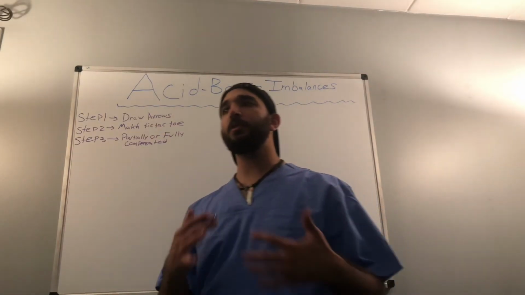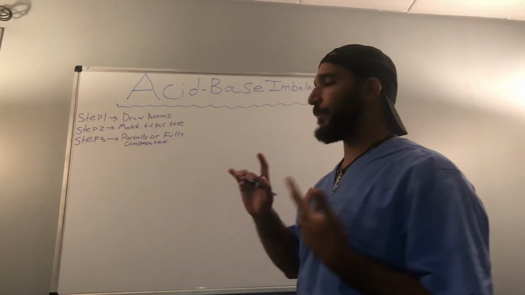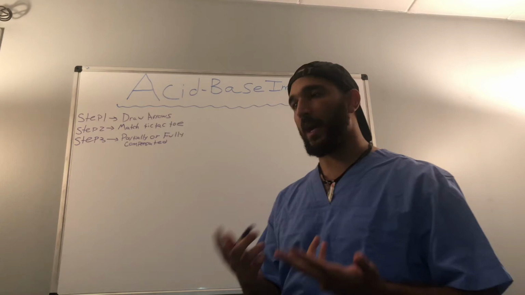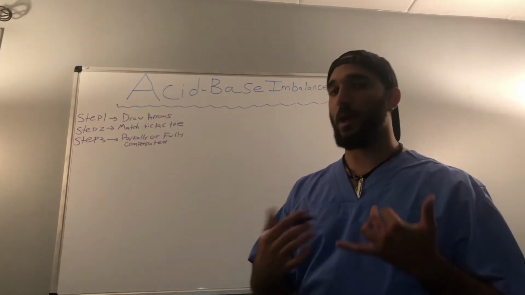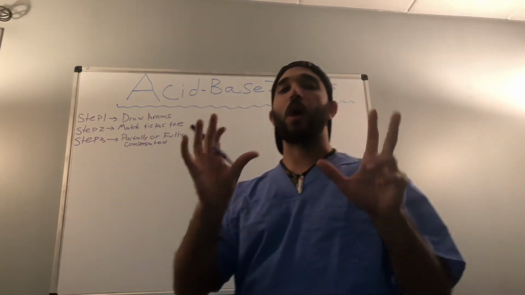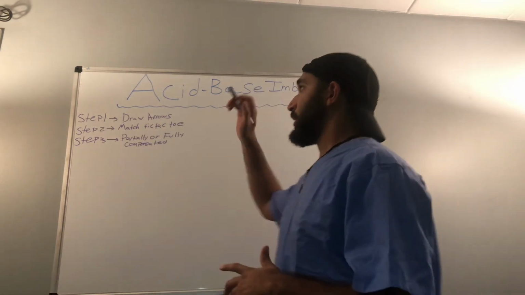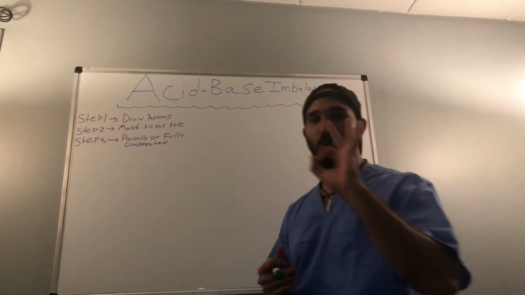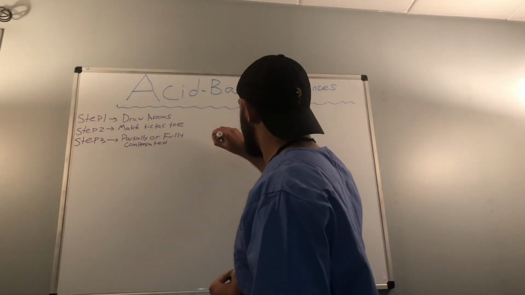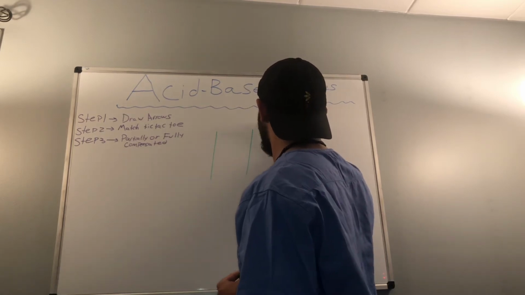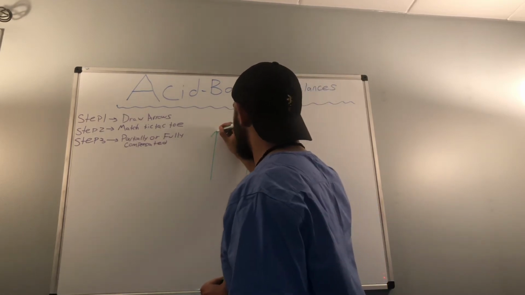Okay, so how do you determine if a patient is in respiratory alkalosis, acidosis, or metabolic alkalosis, acidosis? Well, let's do it the Tribe Nursing way, okay? Step 1, we're going to draw our arrows. We're going to draw 3 straight lines. 1, 2, 3, and let's make these into arrows.